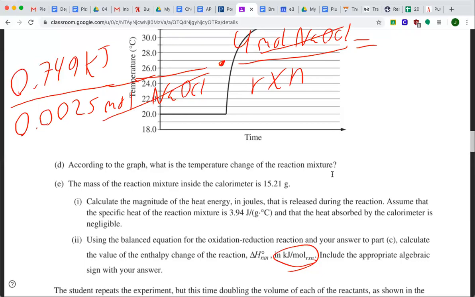And so when you do that, what do you get? You get that guy divided by 0.0025, and then we're going to multiply times 4. That's going to be roughly 1.2 times 10 to the third kilojoules.